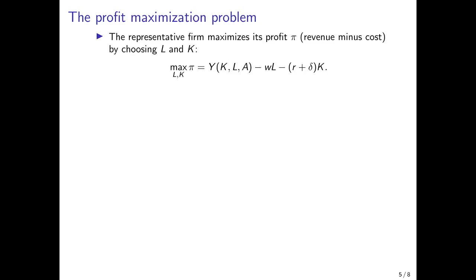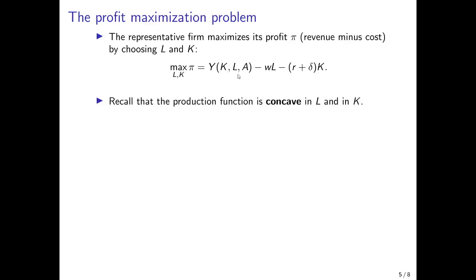So now we are in a position to write down the profit maximization problem of the representative firm. And this representative firm maximizes its profit, which is typically denoted by pi, and is given by the revenue minus cost, by choosing the optimal employment level, L, and the optimal capital stock for production, K. So then the profit function is given by revenue, which is output, production, as I said before, minus the wage bill, minus the outlays for capital. And this is what the firm maximizes, so the difference between the two, by choosing labor and capital.